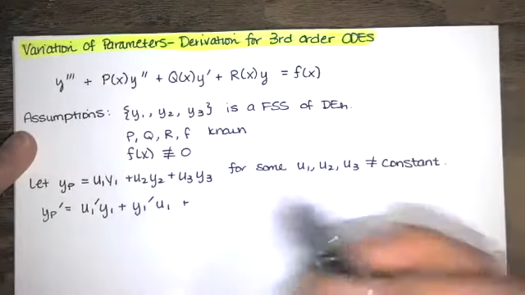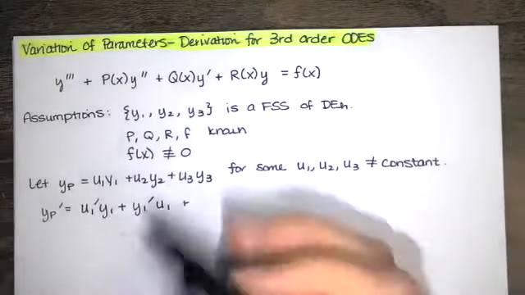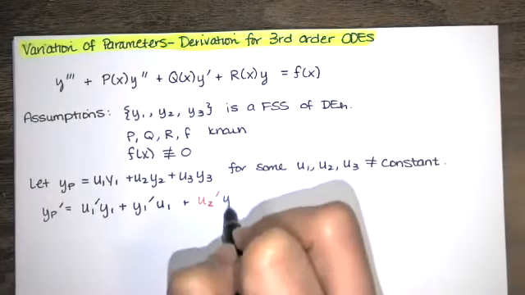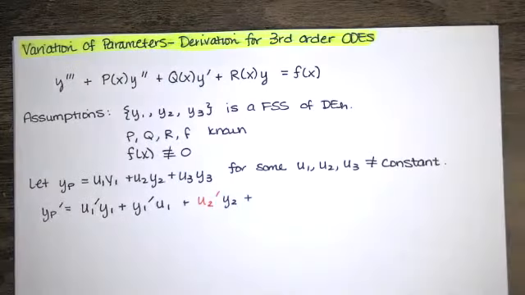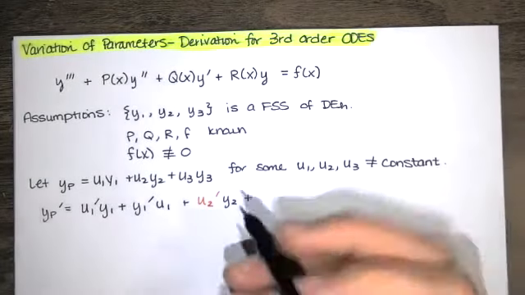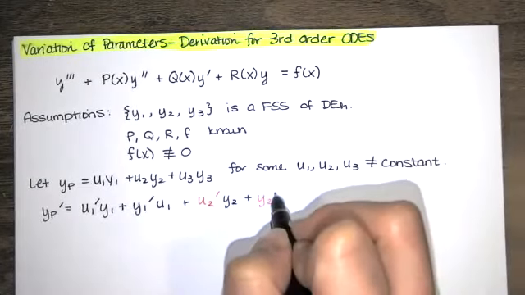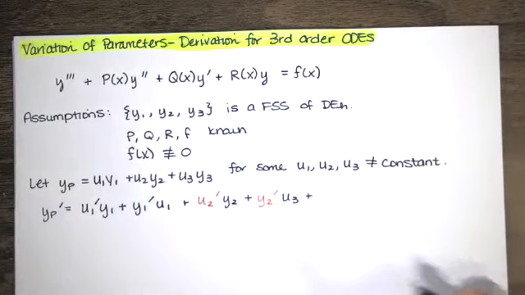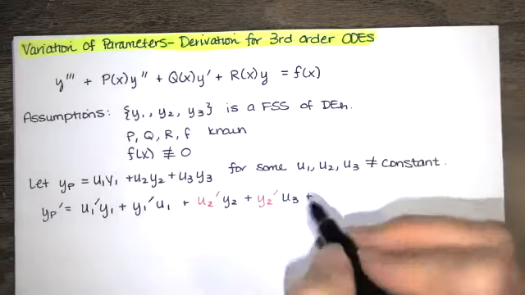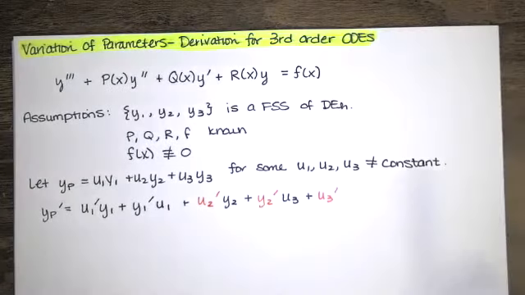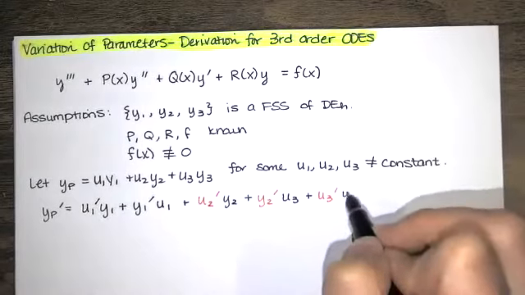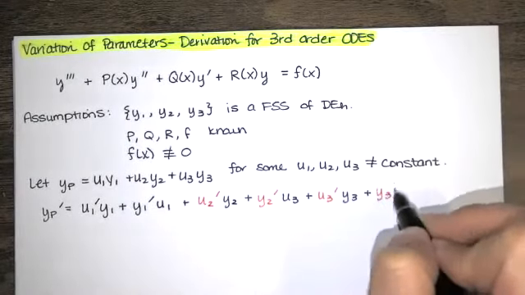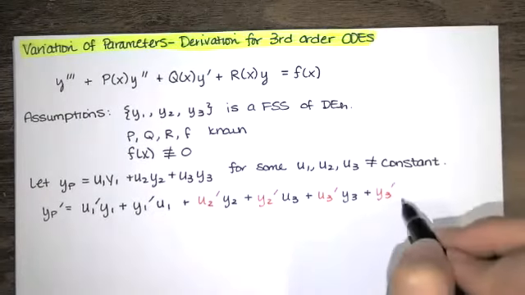Then here we'll use the product rule again. We have derivative of the first times the second plus derivative of the second times the first. And then we're going to add derivative of the first times the second plus derivative of the second times the first.